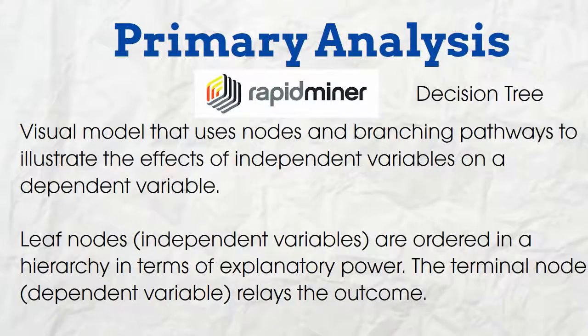The second model I made in RapidMiner is a decision tree. The decision tree is a visual model that uses nodes and branching pathways to illustrate the effects of independent variables on a target. It consists of leaf nodes, which represent the independent variables. These are ordered in a hierarchy in terms of explanatory power. The terminal node or dependent variable relays the outcome.